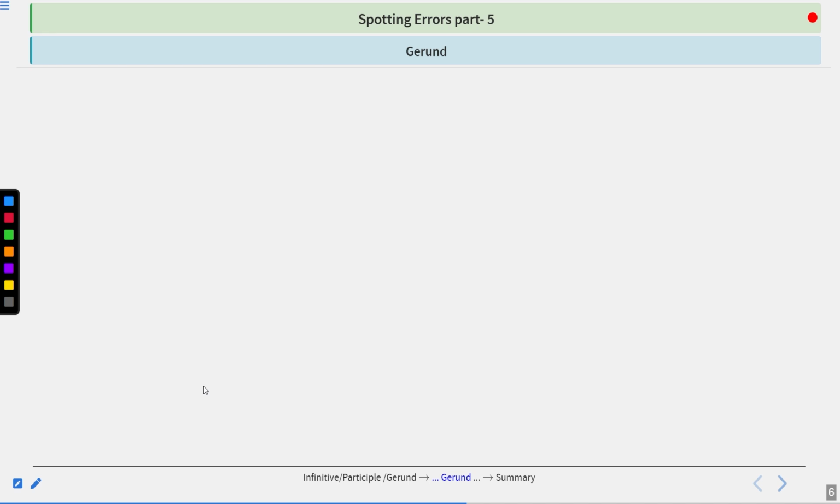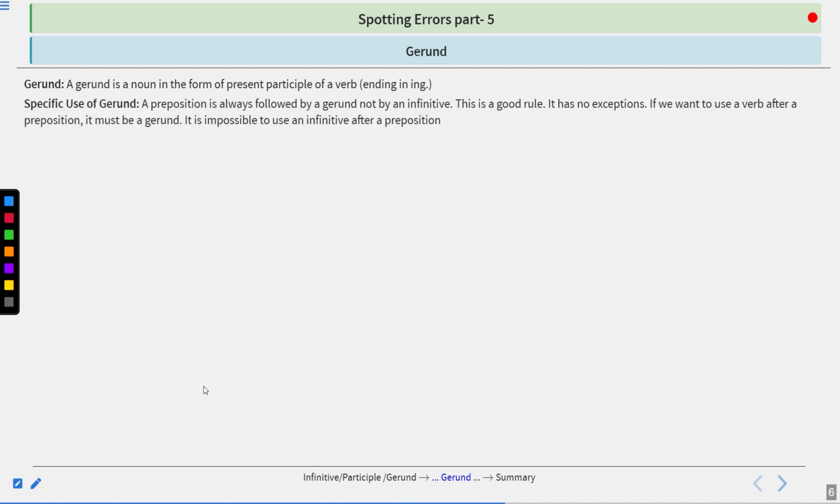Let's talk about gerund. Let's talk about the definition of gerund. A gerund is a noun in the form of present participle of a verb ending in ing. It's like going, jumping, running, swimming, etc.